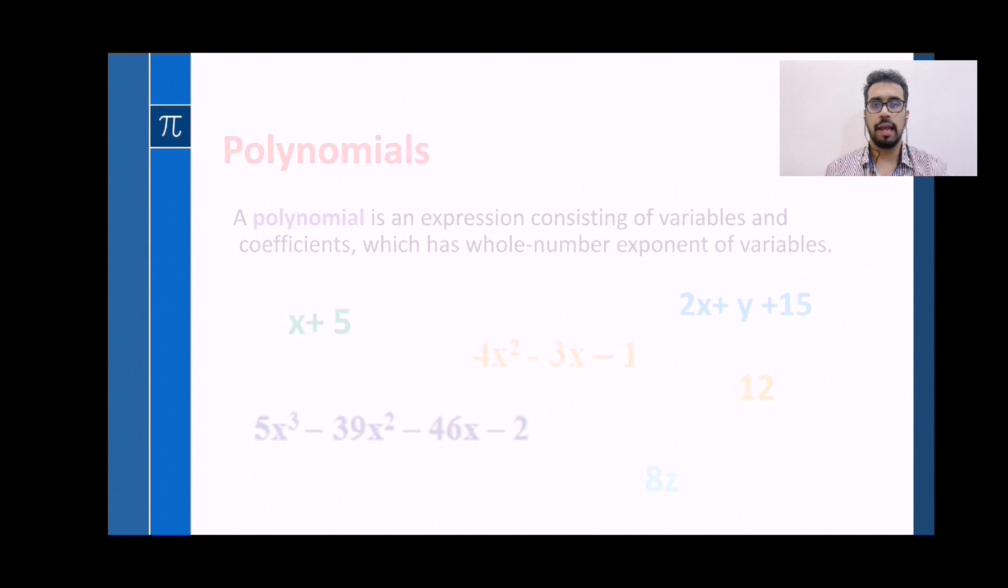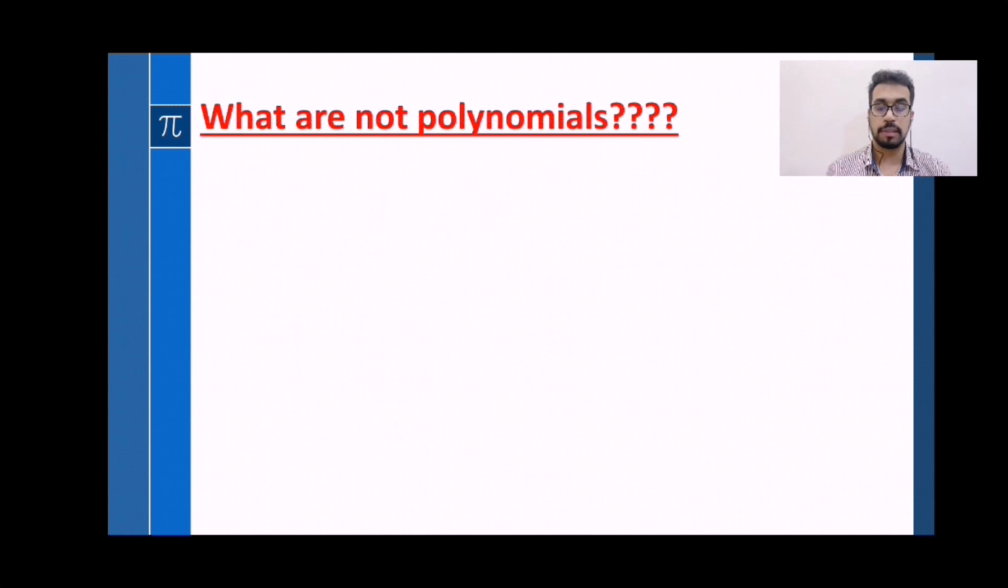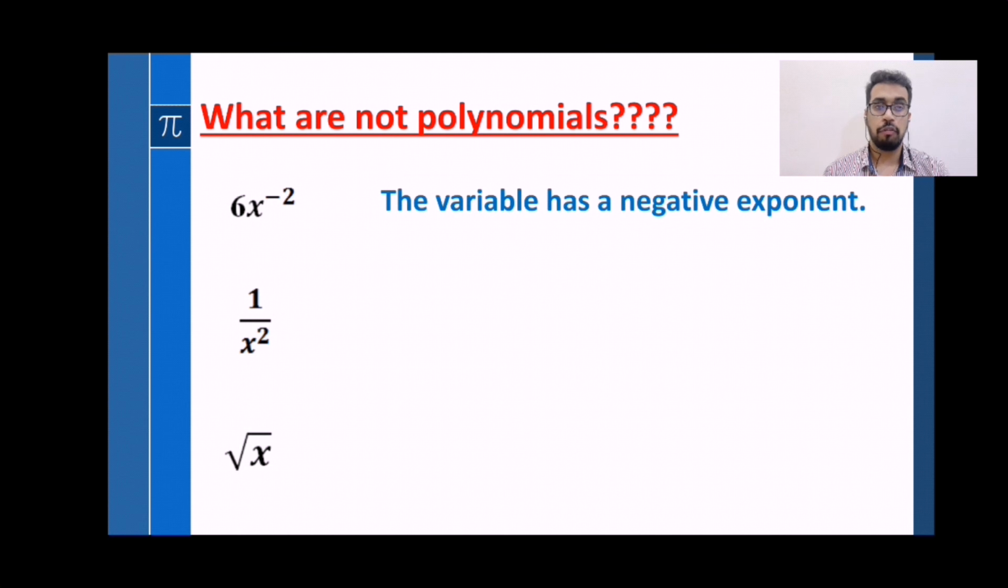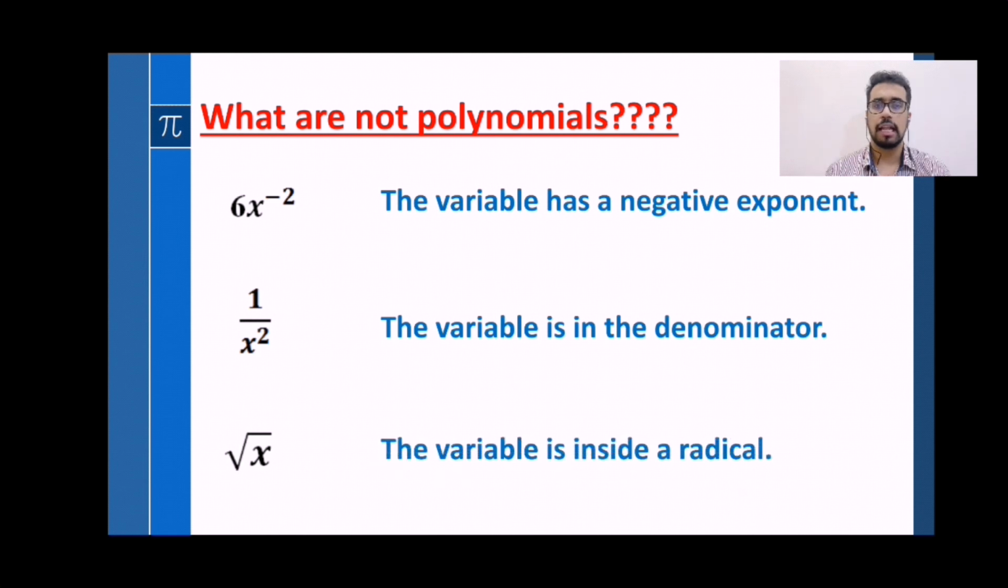Now let us see why some of the expressions are not polynomials. Here are three examples of such. In the first case, we see that the power of the variable is negative, and in the second case, we see that the variable is in the denominator, and in the last case, we observe that the variable is inside a radical, indicating a fractional power. Here in this case, it is to the power of 1 by 2.